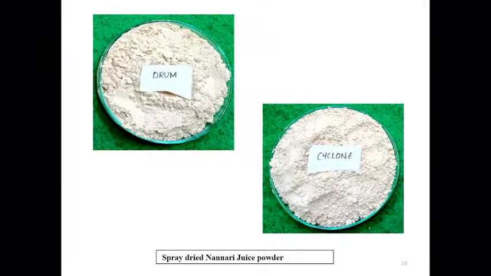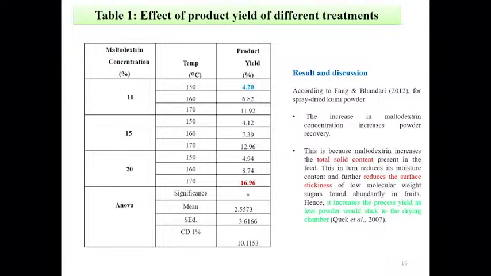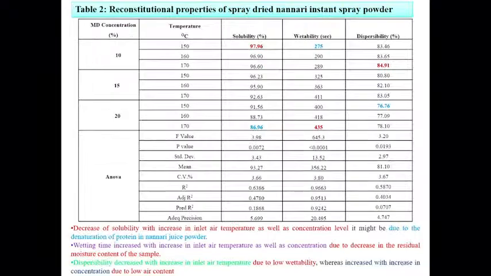This is the spray-dried juice powder obtained at the drum and cyclone of the Swan. These are the different Nannari juice powders. And these were the results which we got: around 20% maltodextrin concentration and 170 degrees gave the highest product yield of 16.96%.